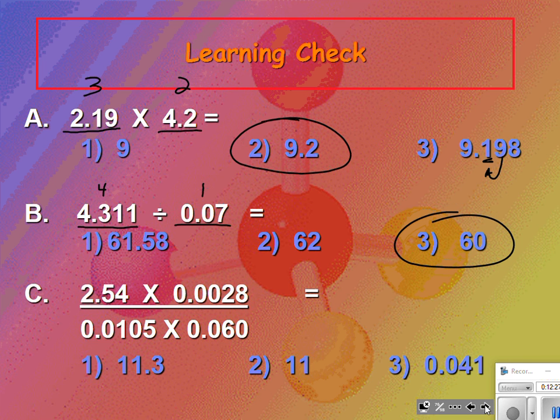4.311 divided by 0.07, and I get 61.58571429. All right. So when I look at that, I am rounding to 2 sig figs. So that rounded it to 60 instead of 61.